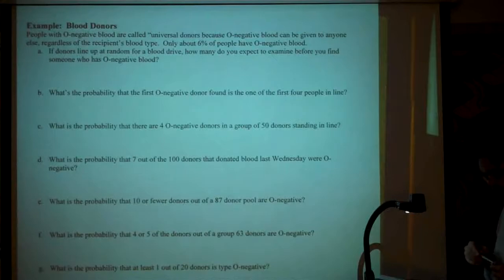People with O negative blood are called universal donors because O negative blood can be given to anyone else, regardless of the recipient's blood type. Unfortunately, only about 6% of people have O negative blood. So, if donors line up at random for a blood drive, how many do you expect to examine before you find someone who has O negative blood?